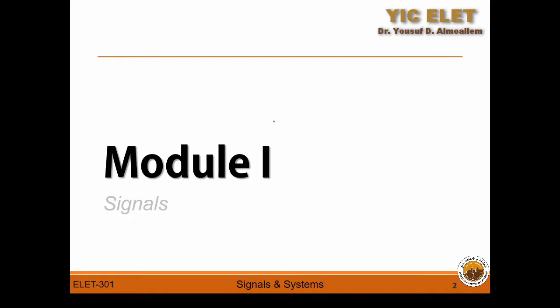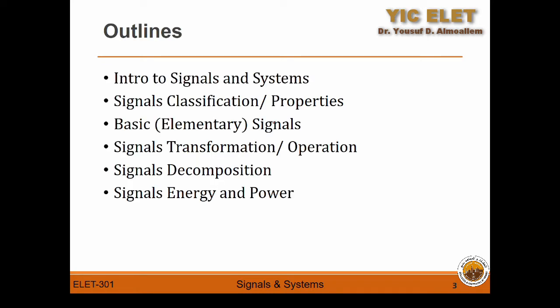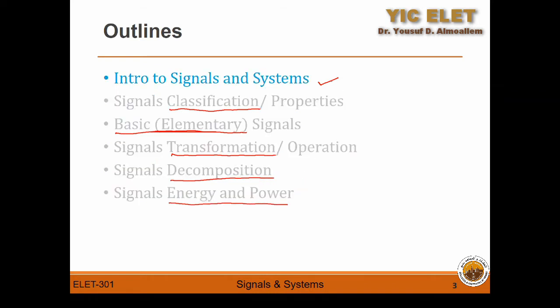This is ELET301 Signals and Systems, chapter number 1, module number 1, and we're talking about signals. In this chapter, we are going to discuss an introduction to signals and systems. Then we will move to the classifications and properties, then get some examples of basic elementary signals. Then we will move to the transformations, decomposition of signals, then energy and power. We will start with an introduction about signals and systems.